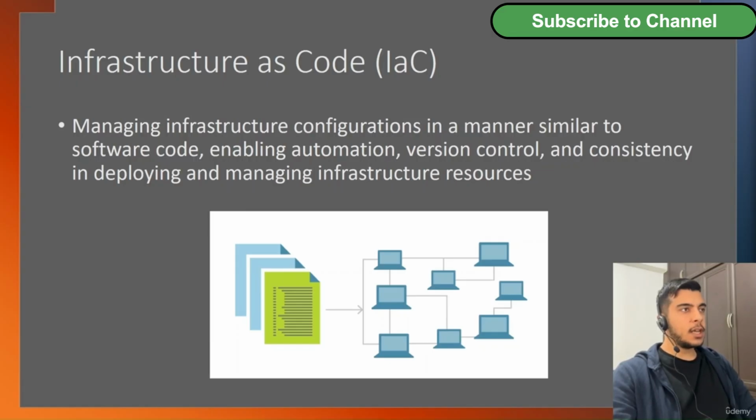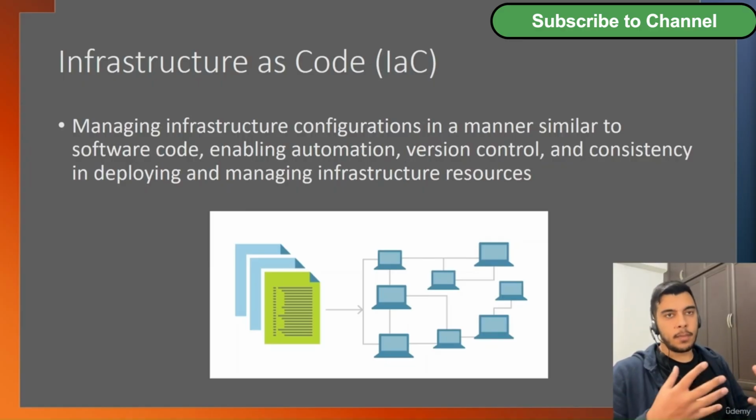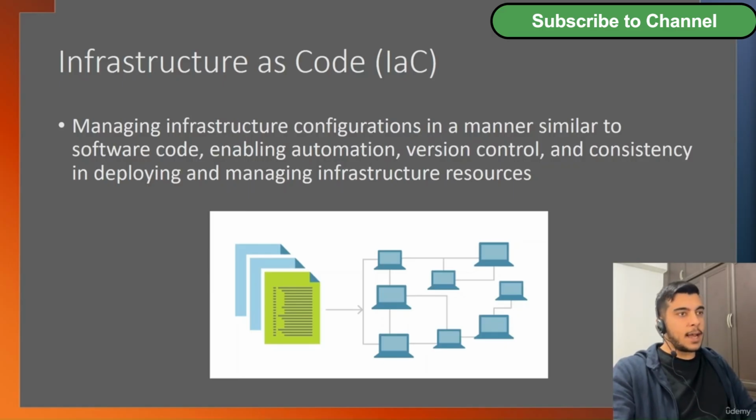So let's first see what is infrastructure as code. It means managing infrastructure configurations in a manner similar to software code, enabling automation, version control, and consistency in deploying and managing infrastructure resources. So basically, you are going to manage and provision and sometimes configure your whole infrastructure, the resources, servers, services, whatever you have through code, through software applications. So this is just a basic definition of what infrastructure as code is.